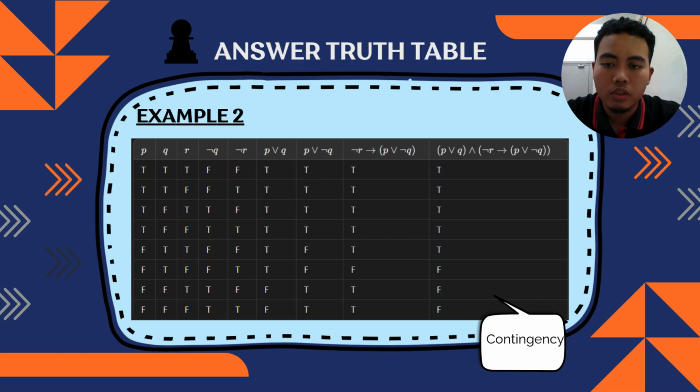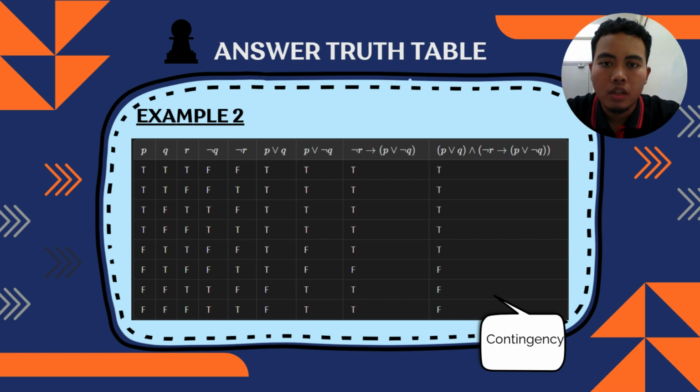So for not Q, it is the opposite of Q. If Q is true, it will be false. But if Q is false, it will be true. The same goes for not R. And then we list down the next statement, which is P disjunction Q.